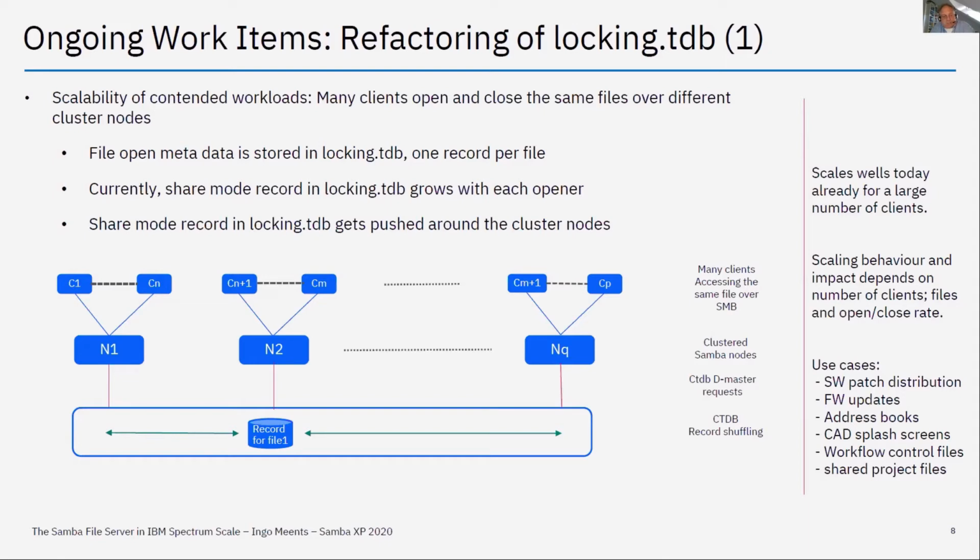So we've seen a couple of these cases, mostly from customers coming from non-clustered NAS, because in a non-clustered case, that's actually not an issue. Use cases for this are software patch distribution. We have seen firmware updates. We have seen address books, splash screens for CAD applications, workflow control files, and then shared project files, and all sorts of other things. And so obviously, this is one of my big desires to get this fixed, so that we have a good answer to that.